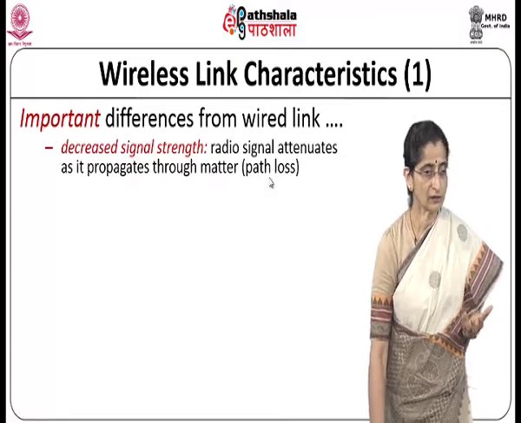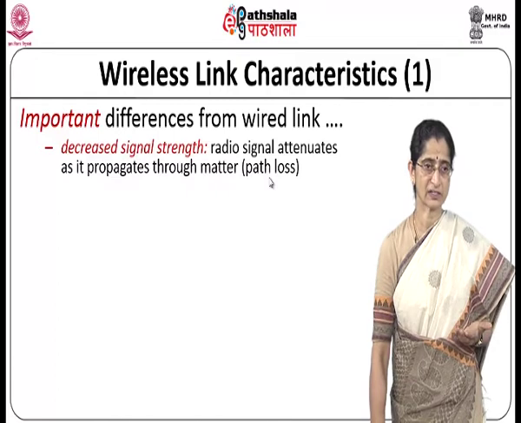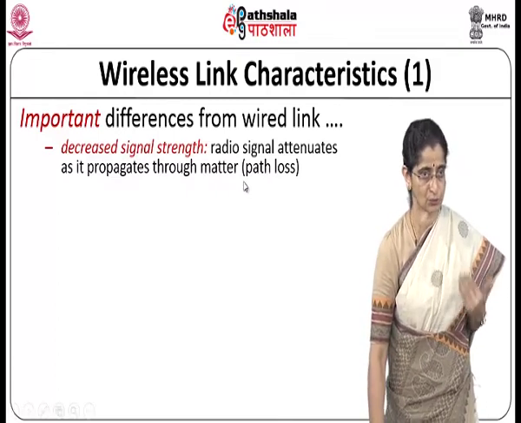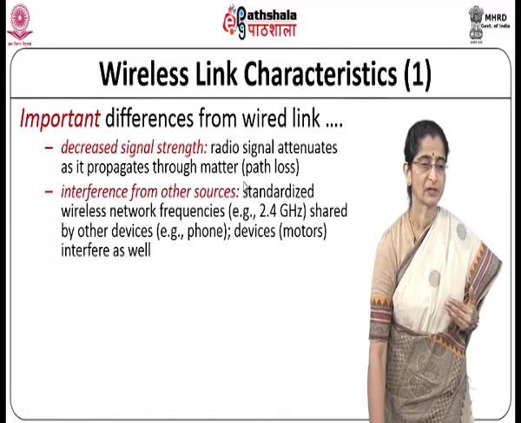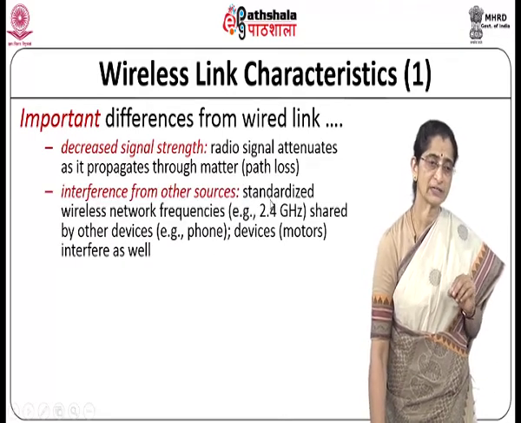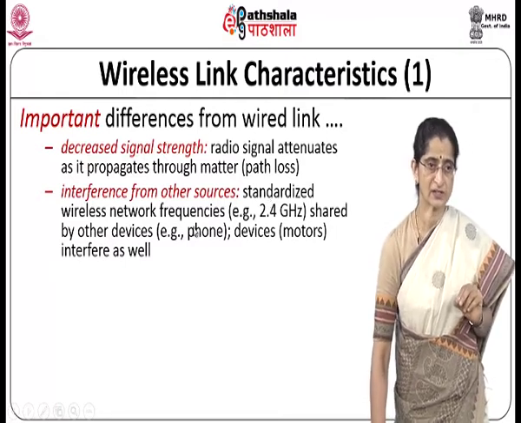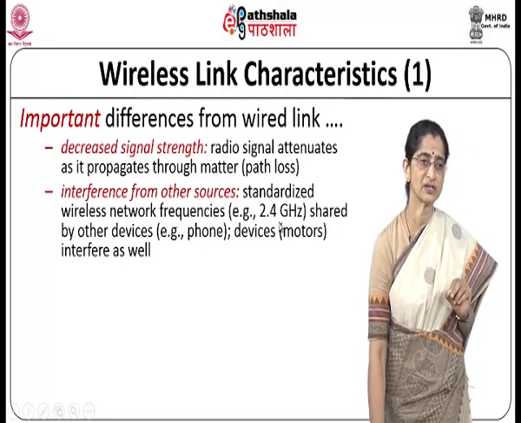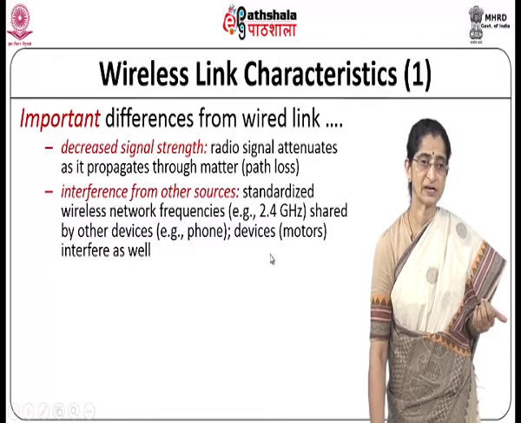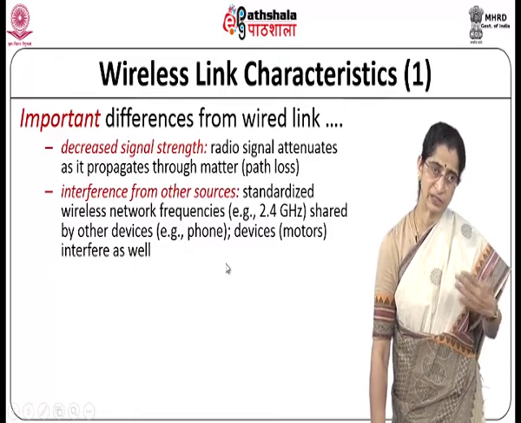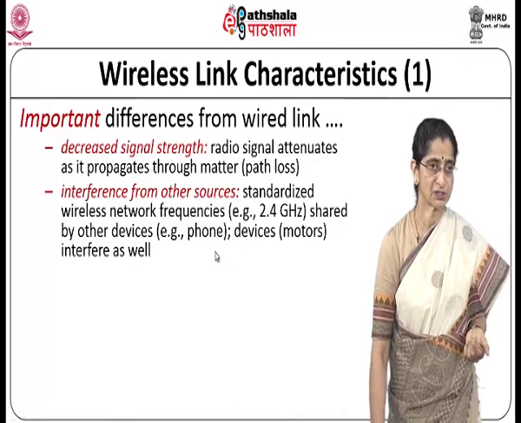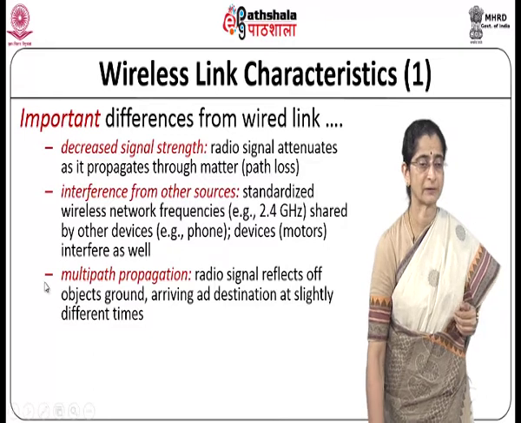Of course, there may be some attenuation in wired networks as well, but in the case of radio signals, it is much more accentuated. You can also have interference from other sources. We know that there are standardized wireless network frequencies. For instance, 2.4 gigahertz is shared by other devices as well. Phones and some motors have the same frequencies, so these could interfere with the transmission at a particular frequency band.